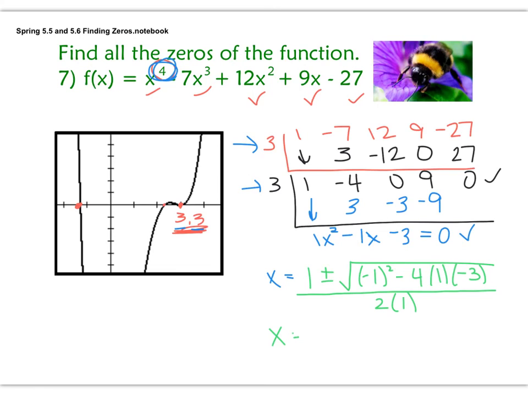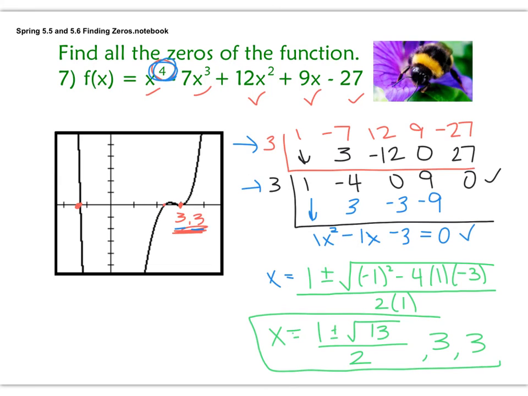All right, so cleaning that up a little bit. Underneath the radical, we're going to have -1 squared minus 4 times 1 times -3, which is 13, so 1 plus or minus square root of 13, over 2. I cannot do a factor tree on the 13, so that's not going to give me anything. So that is 2 of my answers. And then I had a 3 and a 3. So there we go: 1 plus or minus radical 13 over 2, and then 3 and 3.